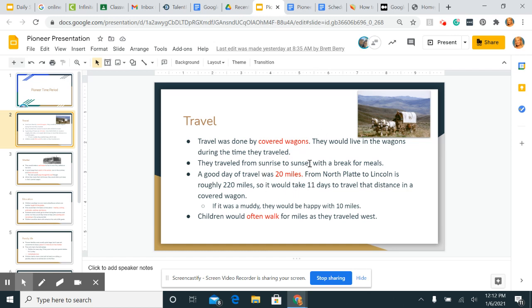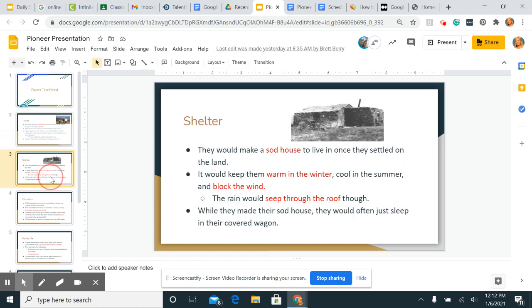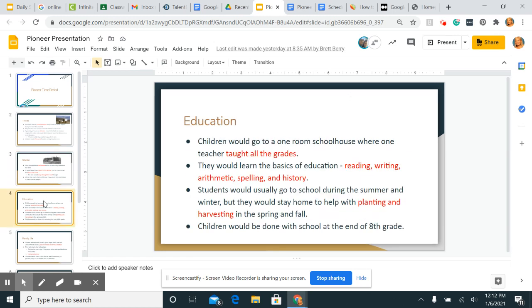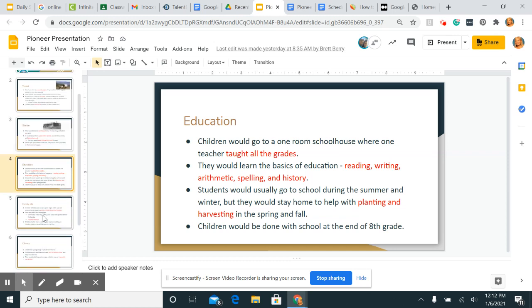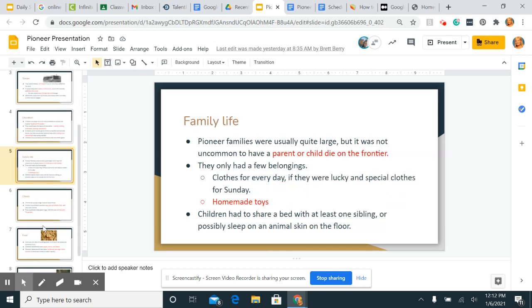20 miles, if they could make it 20 miles in a day, that would be awesome. So North Platte to Lincoln is 220 miles, so that would take 11 days just to travel from North Platte to Lincoln. Children would walk for miles. All this information, you can just write this down in a notebook so that you could refer back to it. You don't have to necessarily have it on a sheet per se.